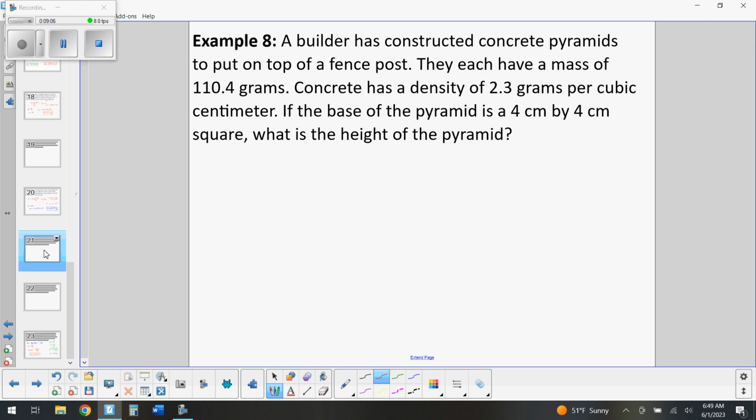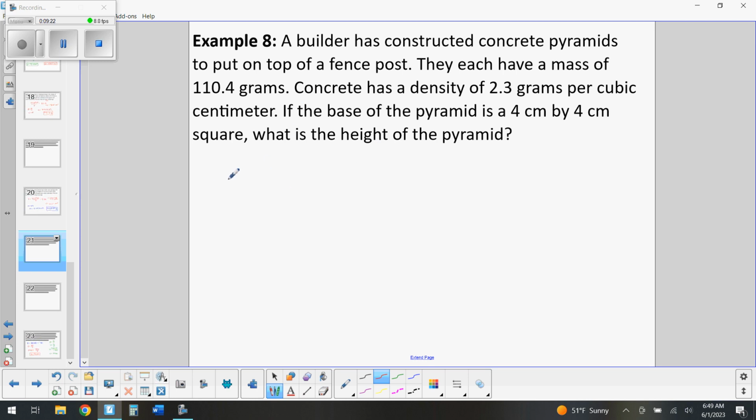All right, for our last example, a builder has constructed concrete pyramids to put on top of a fence post. They each have a mass of 110.4 grams. The concrete has a density of 2.3 grams per cubic centimeter. If the base of the pyramid is 4 centimeters by 4 centimeters squared, what is the height of the pyramid?